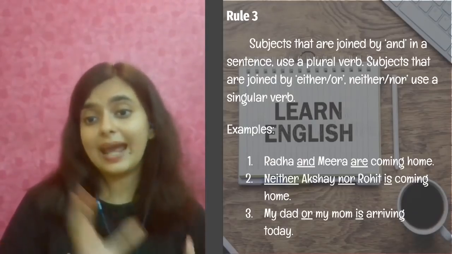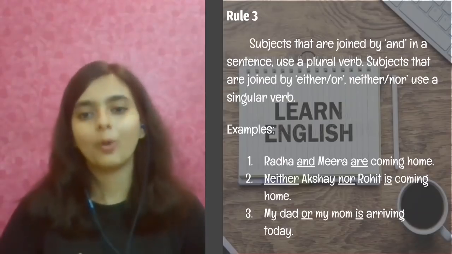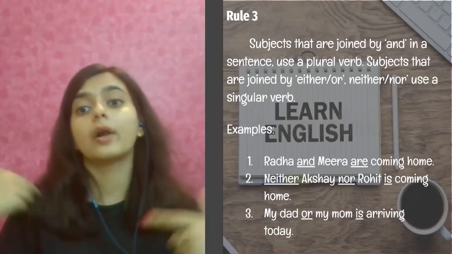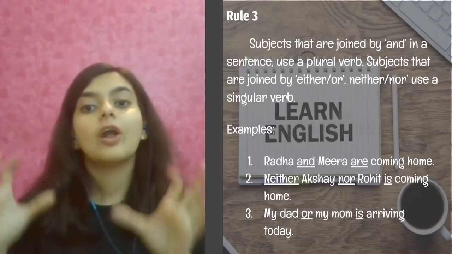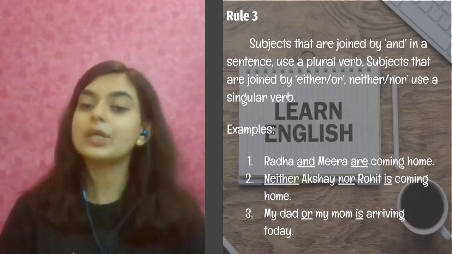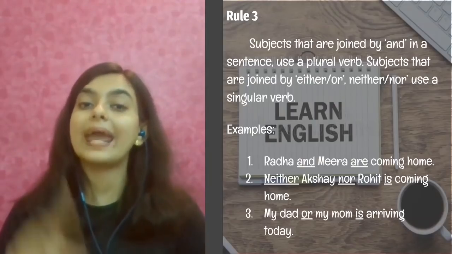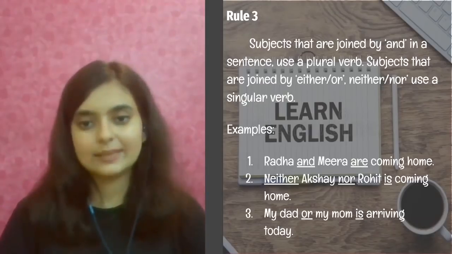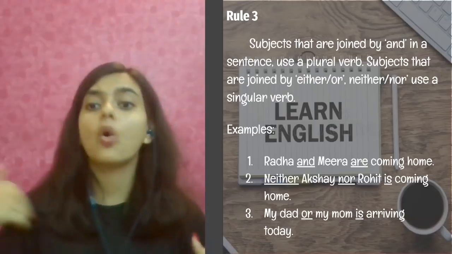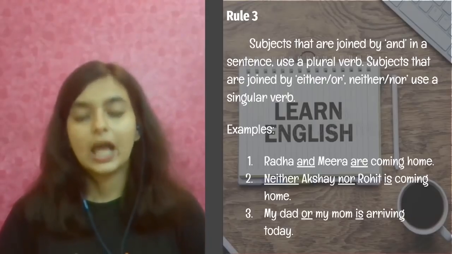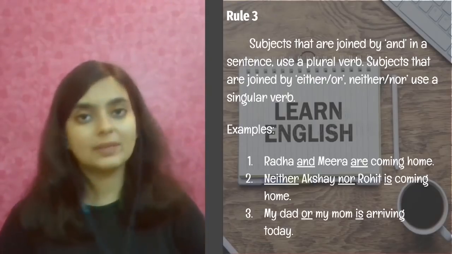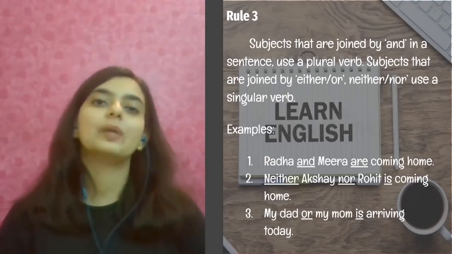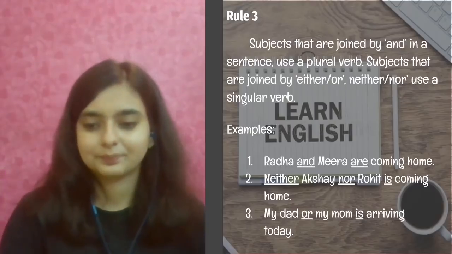Now, neither Akshay nor Rohit is coming home. Whenever you are joining two subjects with either or, neither nor, you will always have is, or the singular verb. Why? Because you are talking about any one person, neither Akshay nor Rohit. So there is no plurality. Similarly, my dad or my mom is arriving today. Either your dad is arriving or your mom is arriving. So you are also talking about one single person, and the verb will be singular.